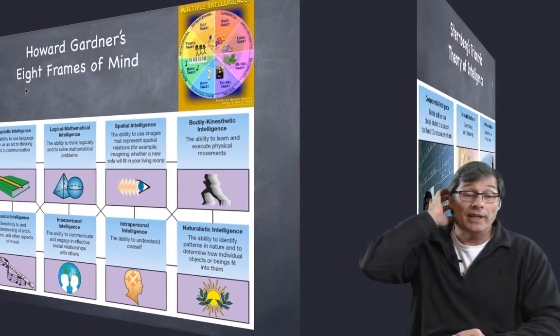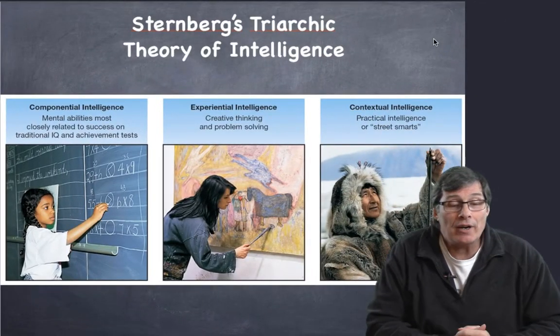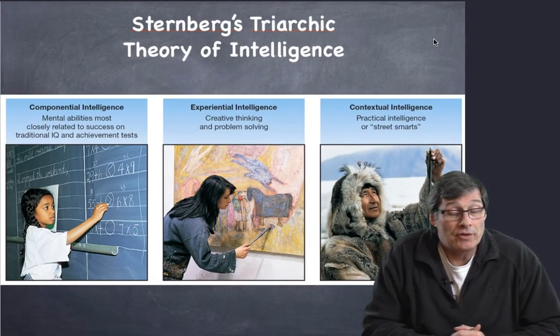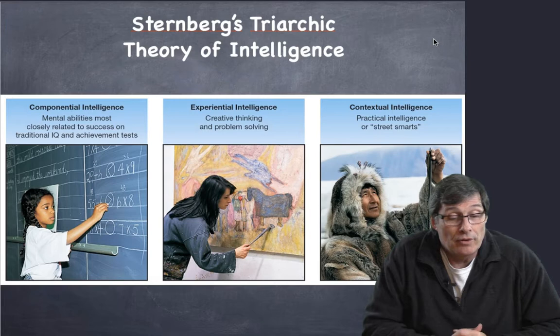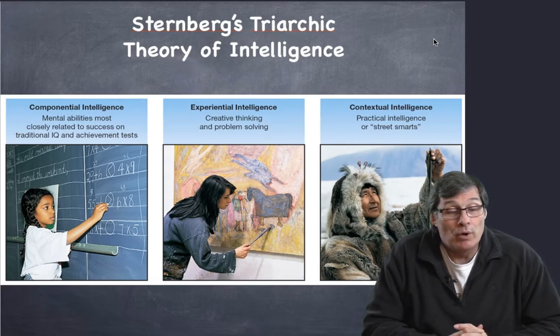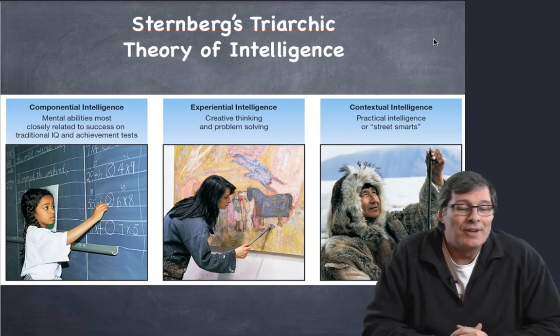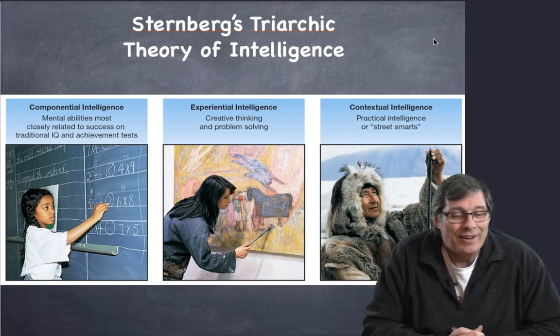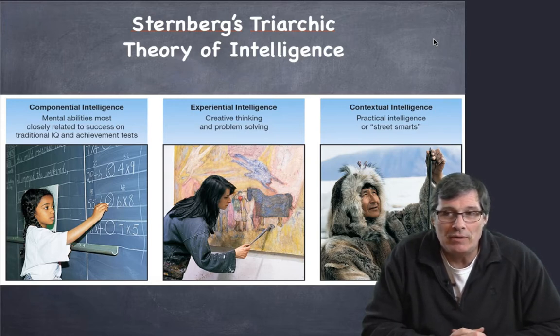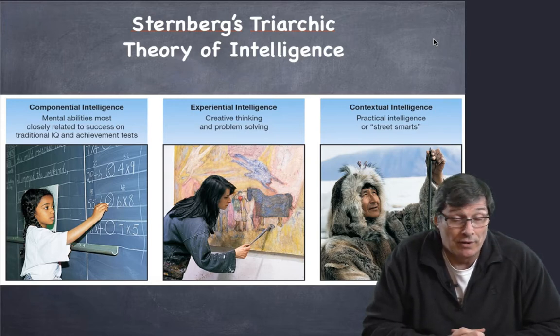Now Sternberg, he had the Triarchic theory of intelligence, and he divided intelligence into three parts: componential, experimental, and contextual. Componential was more like the analytical, book-smart version of intelligence. Someone who was able to learn details and repeat facts and recover those sorts of information was very smart in that form.